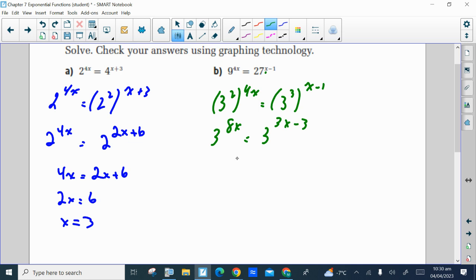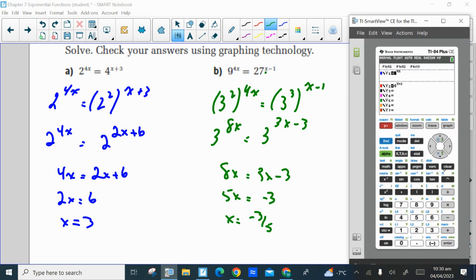So now we've got both sides expressed as a single power with the same base, so the exponents will also be equal. So that'll give us 5x equals negative 3 and x equals negative 3/5, or negative 0.6, which we can check using our calculator. Our first equation will be 9 to the power 4x. Our second equation is 27 to the power x minus 1.